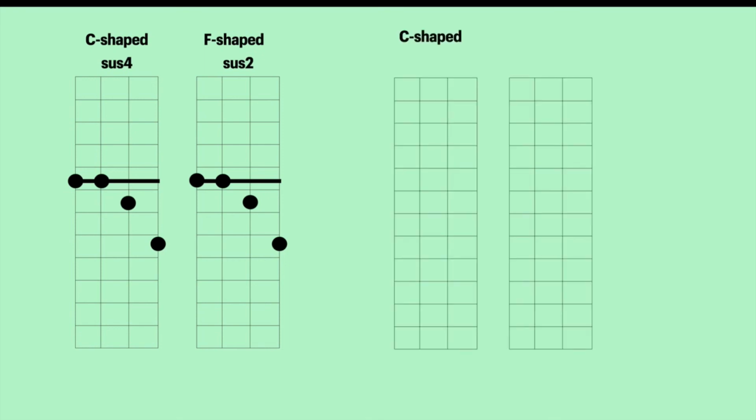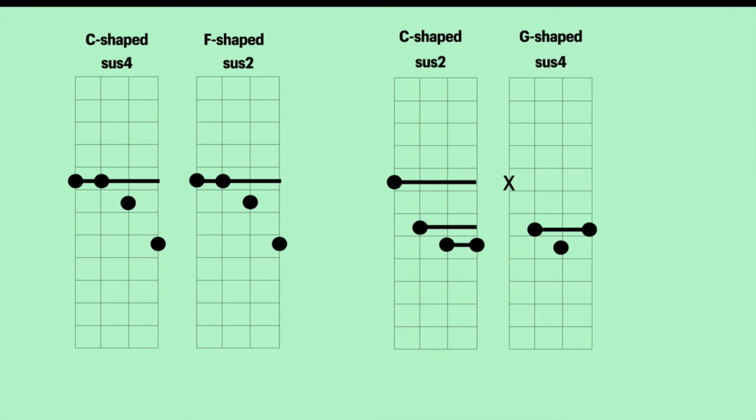If you had a C-shaped bar chord that became a sus2, you'd drop this finger down over 3 frets and this one over 2. And if you had a G-shaped bar chord, this is just a 3-string version, you'd make it a sus4 by sharpening this top string. And then you'll see it's the same thing. And you could also change this bar finger position and the two chords are now identical.